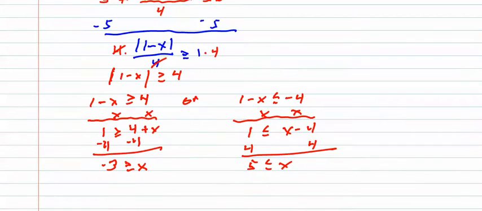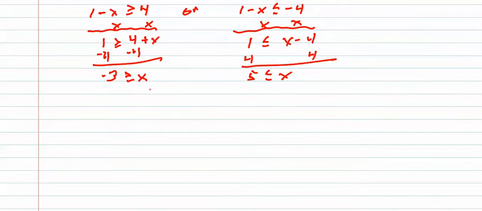Now some of you have had a few problems with this. If I switch this around and I put x on this side, the point goes to the x. Or, switch it around, point went to the 5, point goes to the 5.